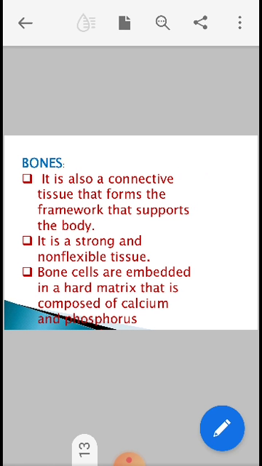Okay, now let's talk about its structure. We'll talk about the bones later on and the nutrients afterwards. Bone cells are embedded in a hard matrix that is composed of calcium and phosphorus compounds. So we say that the calcium stores present in the body are present in the bones. So we must eat food that is rich in calcium so that we can have those calcium stores in our body.